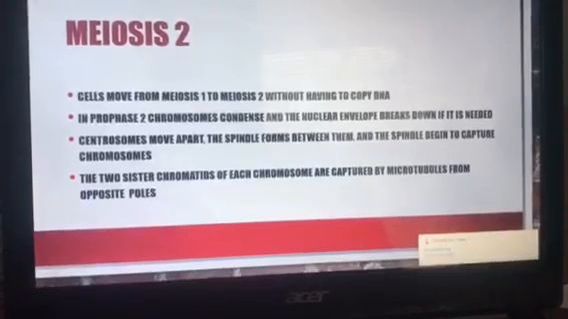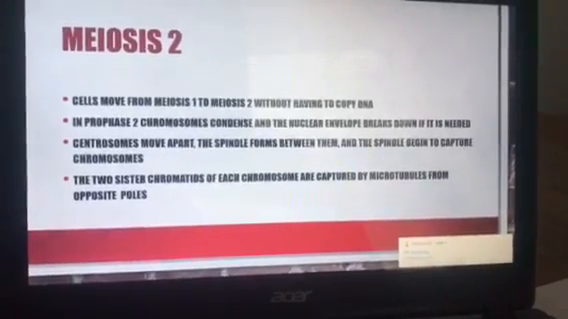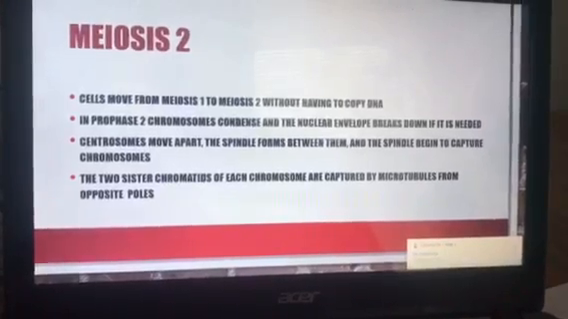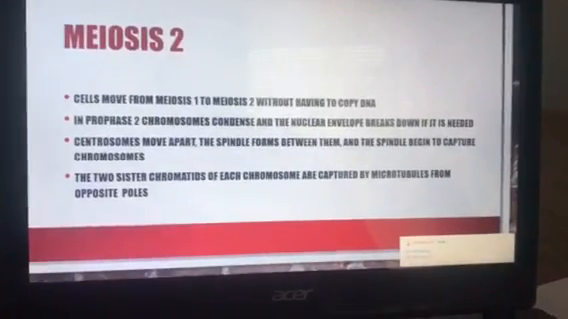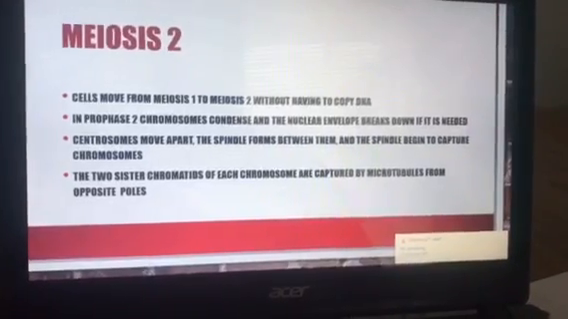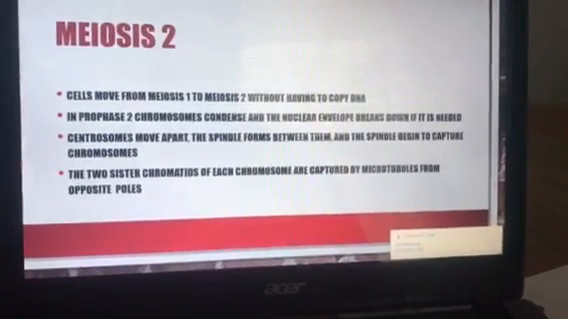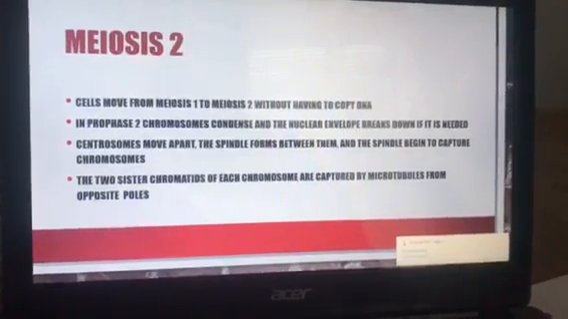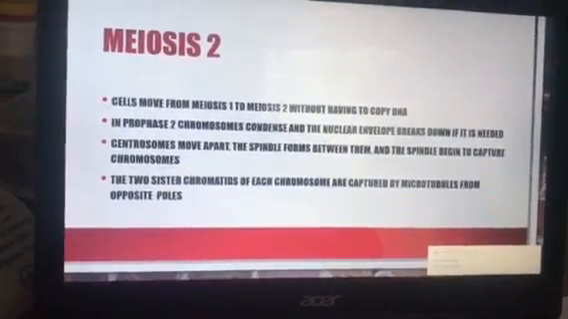In prophase 2, chromosomes condense and the nuclear envelope breaks down if it is needed. Centrosomes move apart, the spindle forms between them, and the spindle begins to capture chromosomes. The 2 sister chromatids of each chromosome are captured by microtubules from opposite poles.